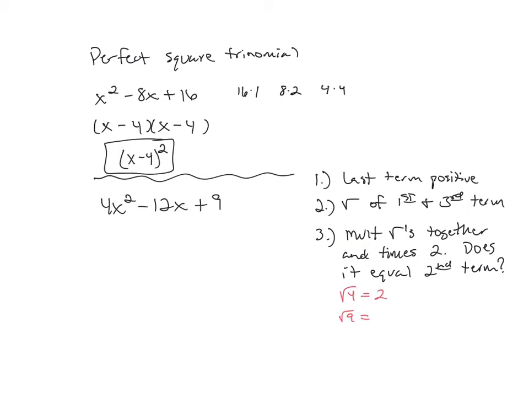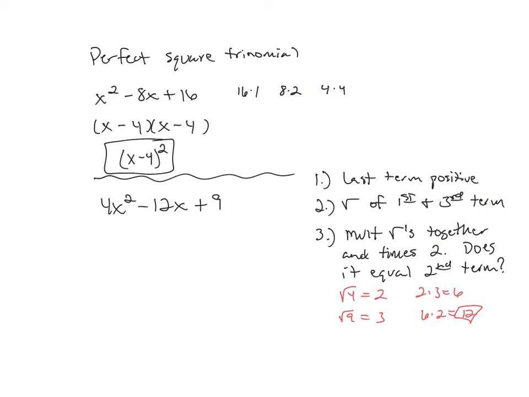So, we did the square root of 4 equals 2. Square root of 9 equals 3. We did 2 times 3 is 6, and times 2 equals 12. And that equals the middle part. So that means I do have a perfect square trinomial.